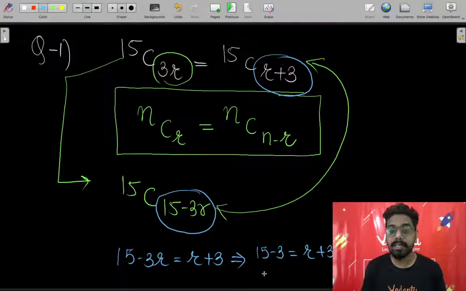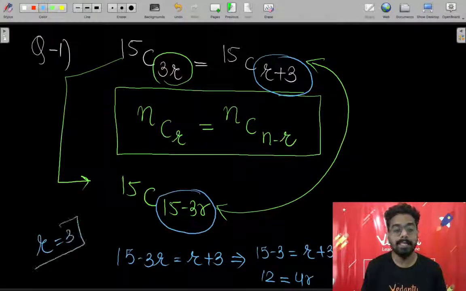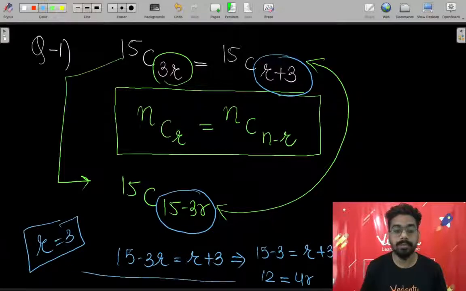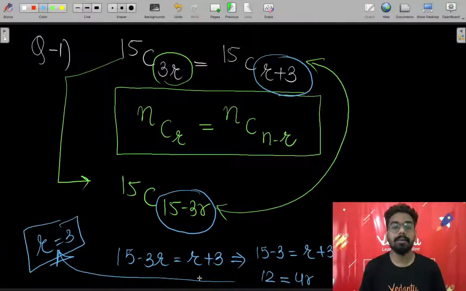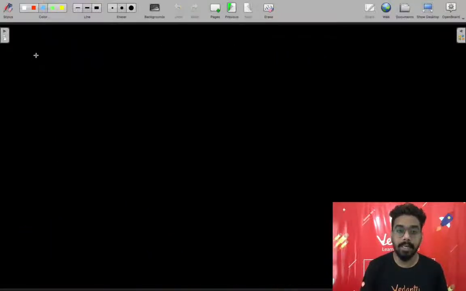Now 15 minus 3 is 12 and 3R plus R is 4R, and from here I can say R is equal to 3. यहाँ से हमें क्या मिलेगा? R equals 3. क्लियर? तो ये आपका क्वेश्चन नंबर 1 का आंसर. आई होप लर्निंग आपने लिख ली होगी. गलती आपसे क्या हुई वो आपने लिखी होगी.